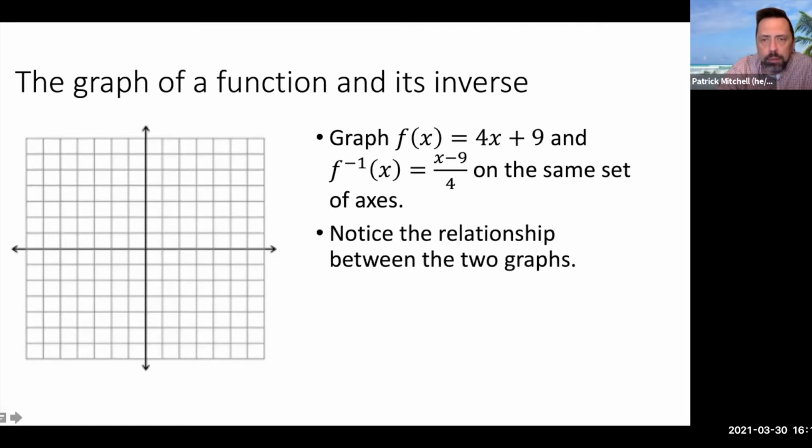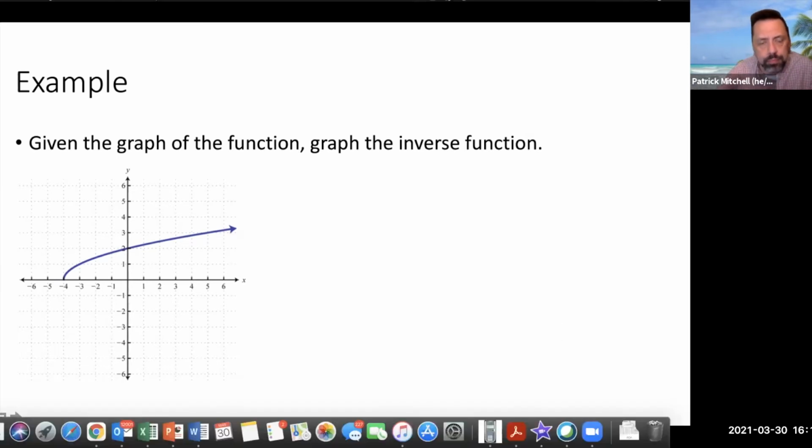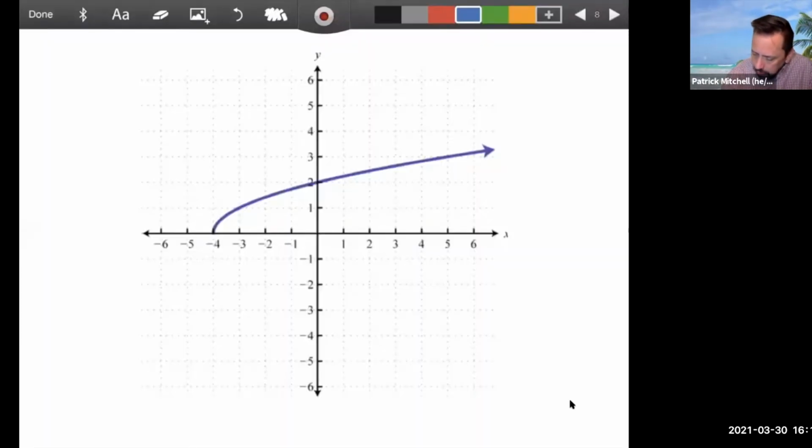All right, for example, given the graph of this function, which I have on the tablet, we want to graph the inverse function. So back to the tablet we go. Okay, so the first thing that I always like to do, there we go, is draw my y equals x line. Y equals x is a diagonal line. It goes up at a 45-degree angle through the origin. So draw that line as perfectly as you can.